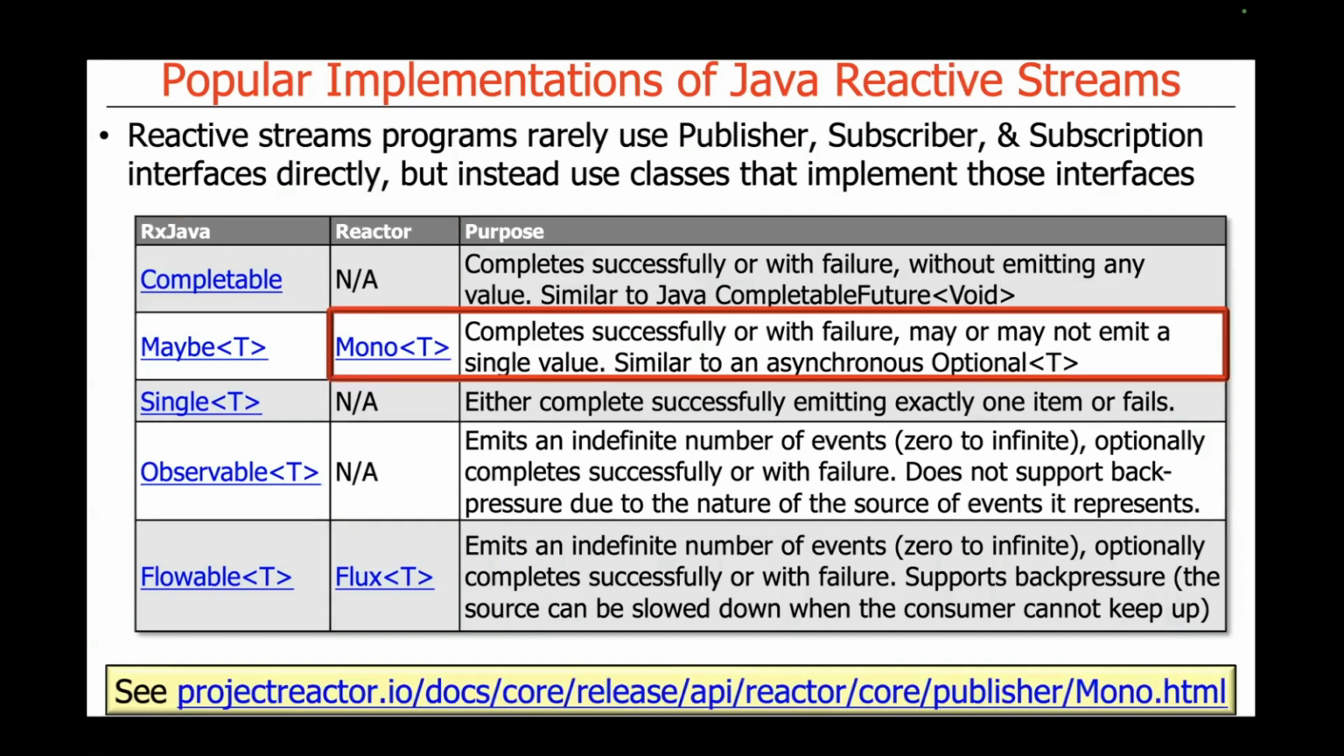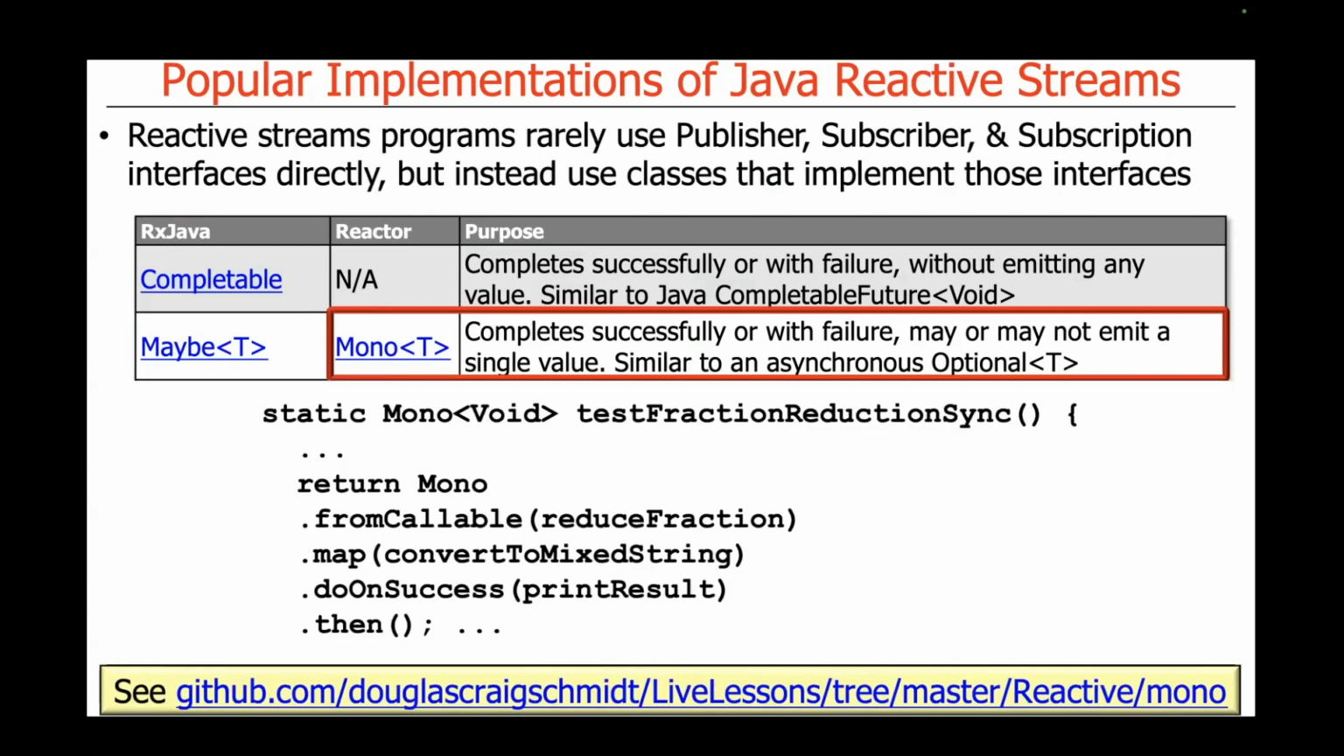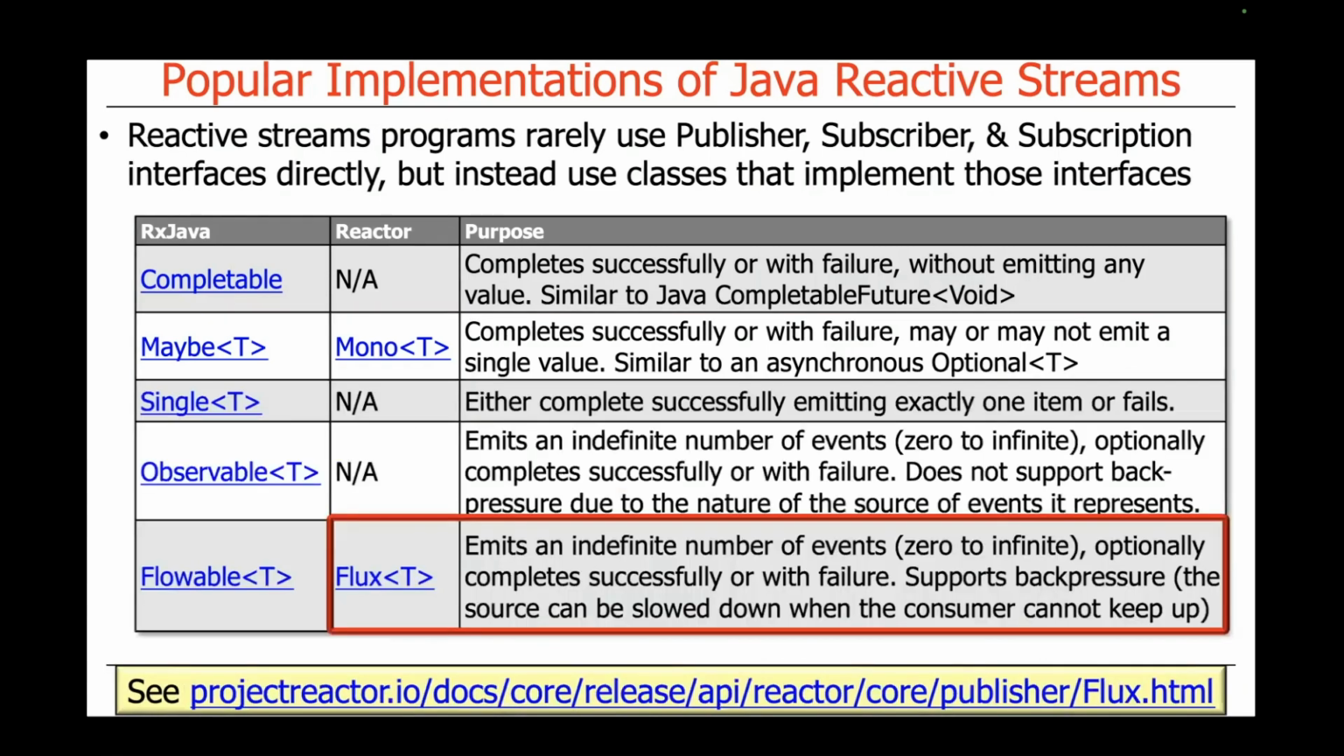And so there's a Mono class, which is going to complete successfully or with failure, and which may or may not emit a single value. This is basically like an asynchronous Optional, if you recall the Optional class, some of which we've talked a bit about in our course. And there's a whole slew of examples of Mono in Project Reactor in my GitHub account.